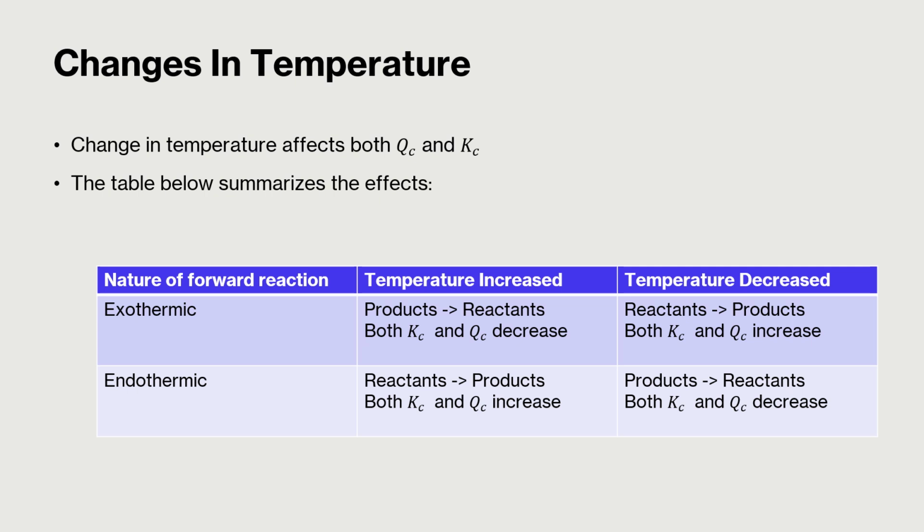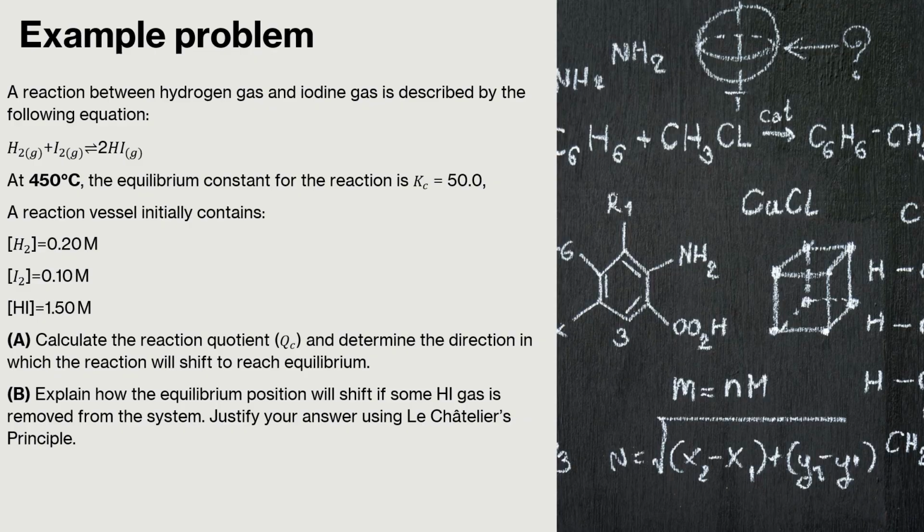Note that if the forward reaction is exothermic, then the reverse reaction must be endothermic, and vice versa, which explains why these two boxes say the same thing and these two boxes say the same thing. Now let's move on to an example problem.